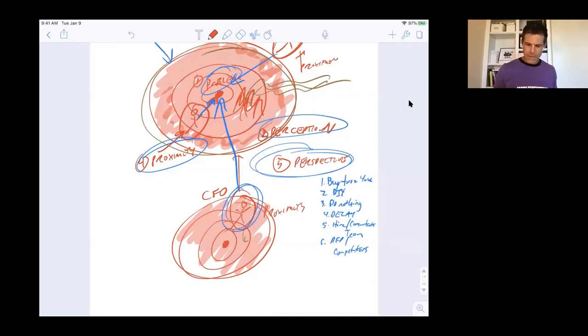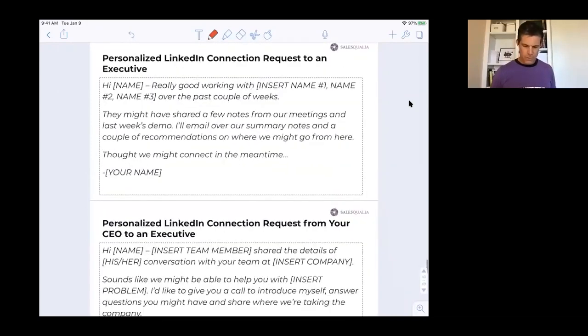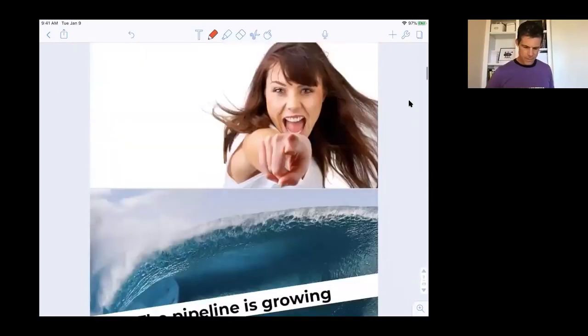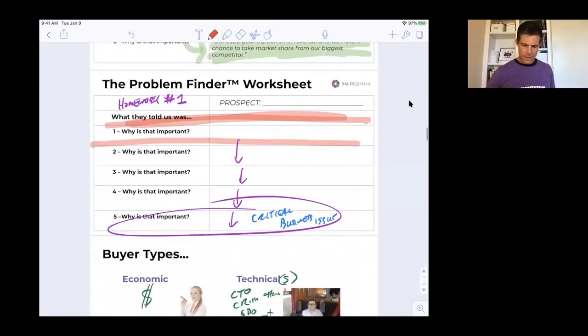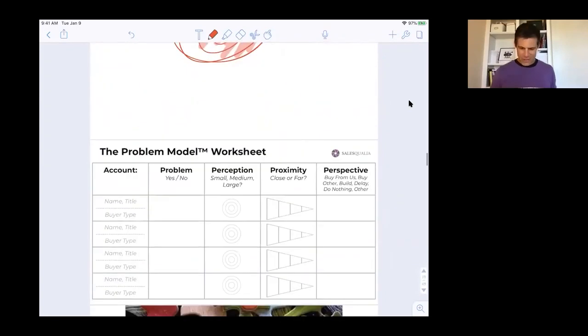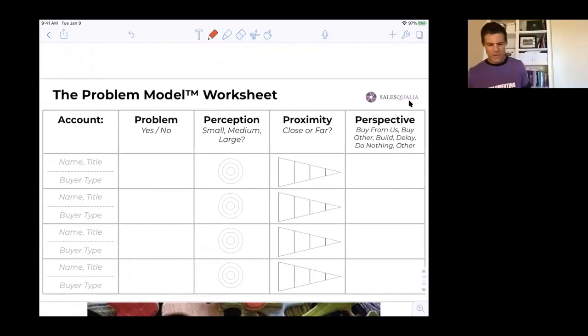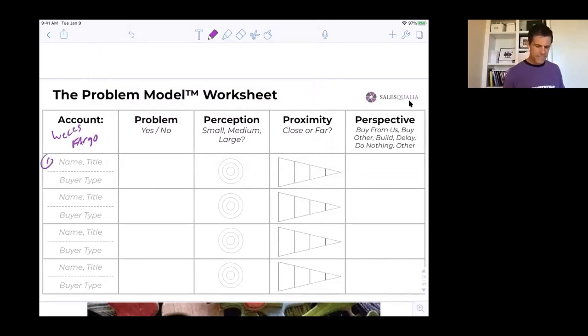So if we think about how you put this to work, guess what? There is a worksheet. This is the problem model worksheet. What I've done is collected these five factors. The way to use this is to say, here's my account. I'll use the Wells Fargo example again. So Wells Fargo is my account. Now here I have my different buyers for that account. So that's the people, number one.